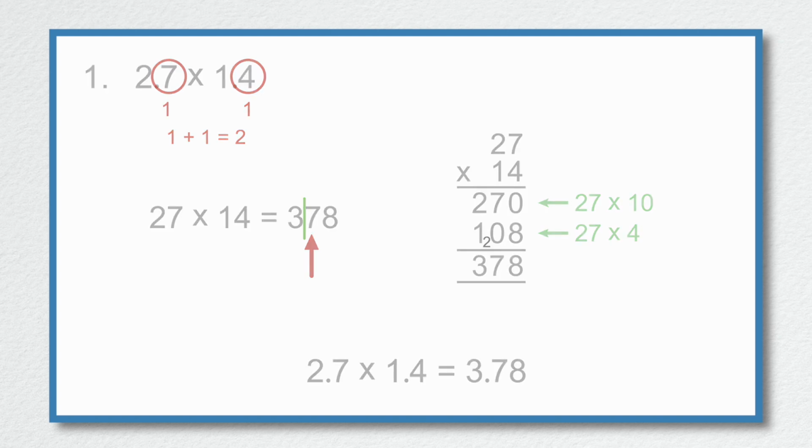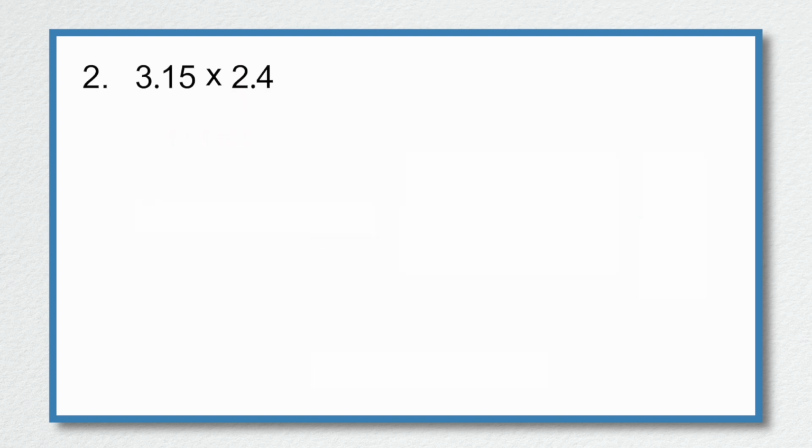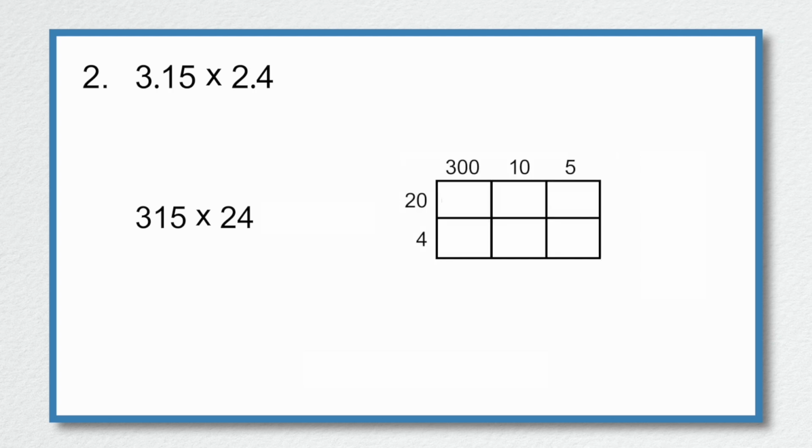Let's do another example. 3.15 multiplied by 2.4. So the first thing I'm going to do is forget about the decimal points and do a multiplication of 315 multiplied by 24. Now I'm going to use the grid method in this approach. Now if you want to practice, you can pause the video and do this calculation yourself. I've got a 3-digit number and a 2-digit number, so I'm going to make a 3 by 2 grid. So along the top of the grid I'm going to do 300, 10 and 5, and down the side I'm going to do 20 and 4.